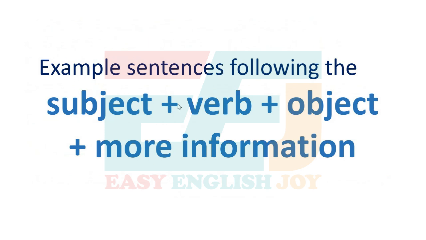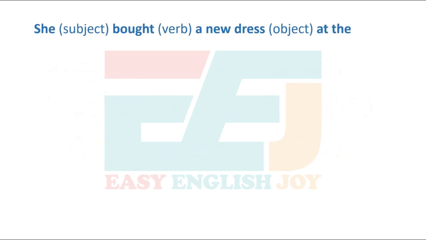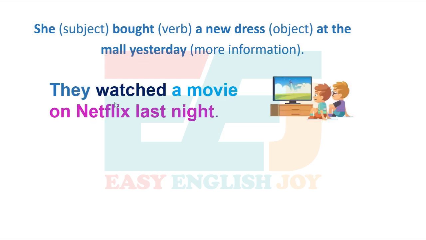Example sentences following the subject plus verb plus object plus more information structure. She is the subject, bought is the verb, a new dress is the object, at the mall yesterday, more information. They watched a movie on Netflix last night.